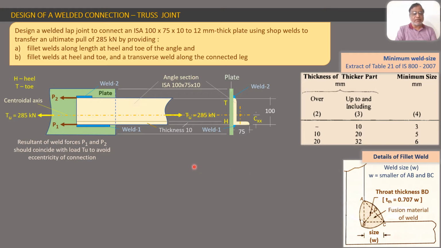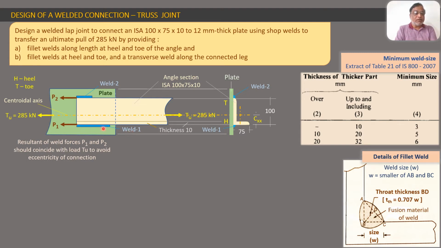Now every weld, this weld and this weld, weld 1, weld 2, will produce a force of resistance. So P1 is the force of resistance of weld 1 and P2 is the force of resistance developed by weld 2. You will see that the length of weld 1 is greater than the length of weld 2. So these are of unequal lengths. Now why are they of unequal lengths? This is the reason we will see now.